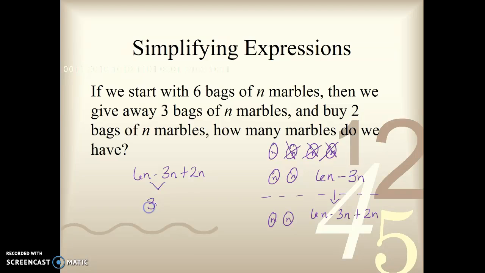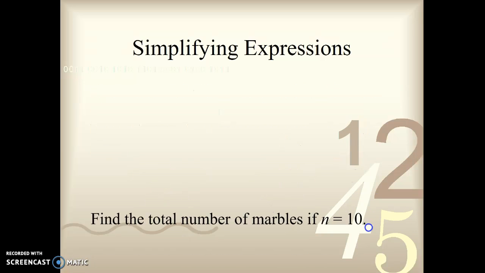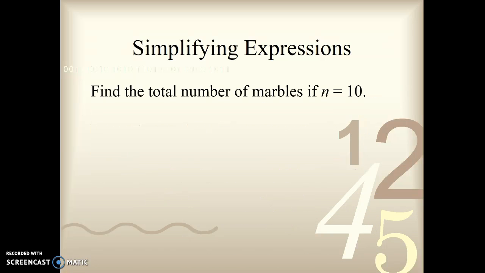6n minus 3n is 3n. And then if I add everything up, I have 5n marbles. So you can see that from the model. I've got 1, 2, 3, 4, 5. Okay, not hard.